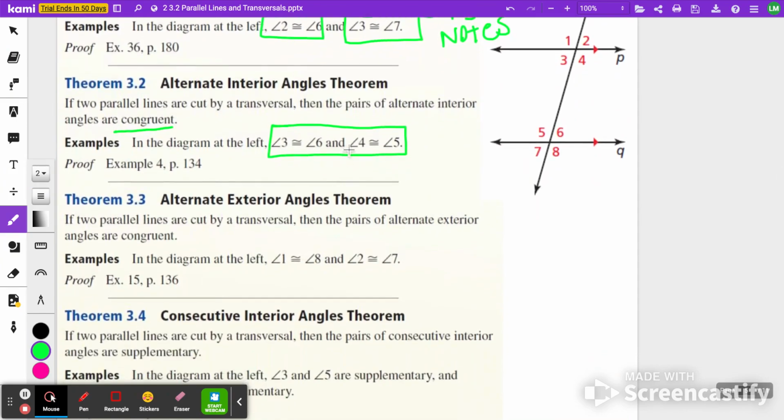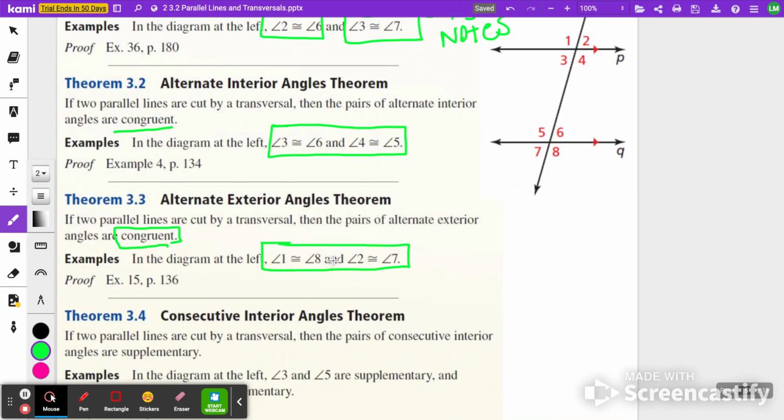The alternate exterior angles theorem also states that if two parallel lines are cut by a transversal, then the pairs of alternate exterior angles are also congruent. So because of the diagram on the left, 1 and 8 are congruent, and so are 2 and 7.